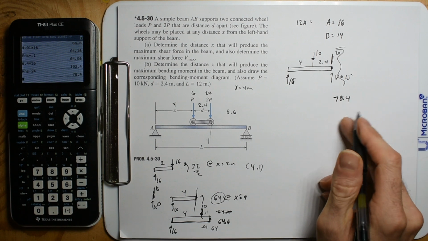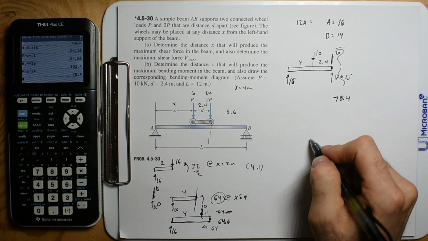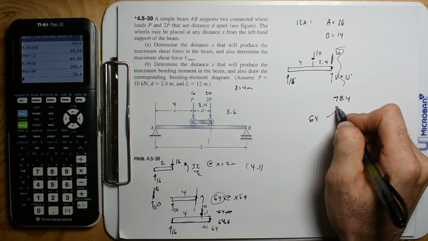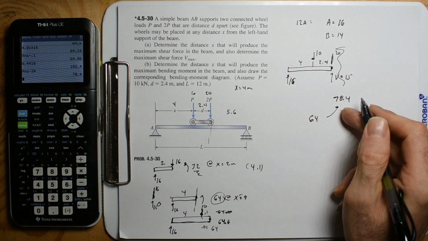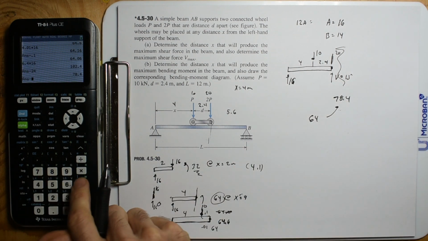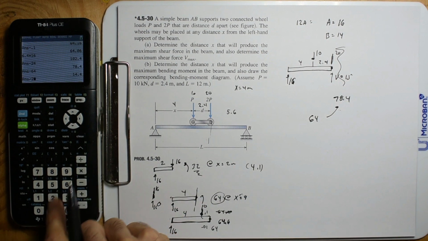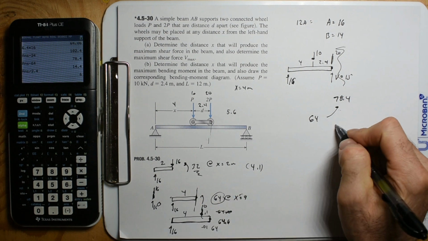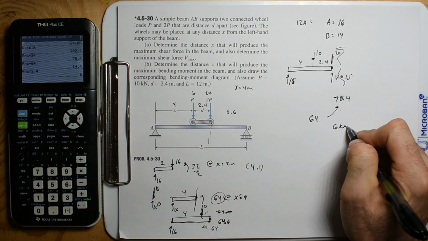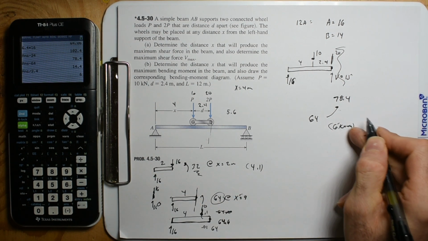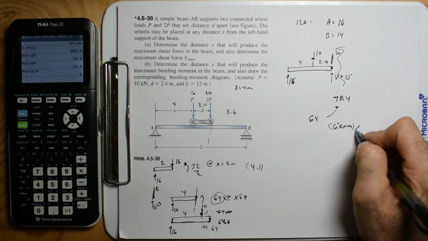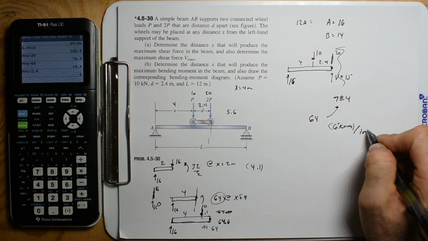We get 78.4, so sweet. So there you go. We're going to have 64 to 78.4 in 2.4. So we can go 78.4 minus 64 divided by 2.4, and this is going to be 6 kilonewton meters. So it's going to be an increase per every 1 meter.